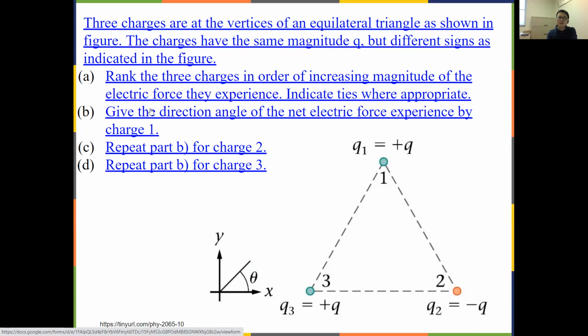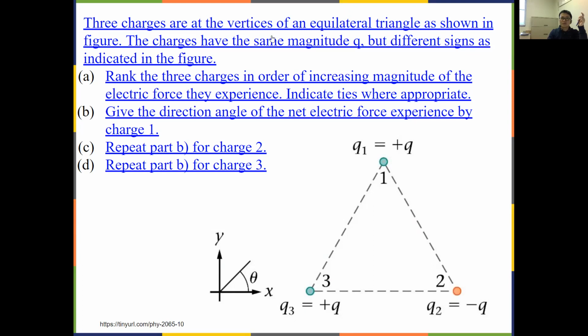Indicate ties where appropriate. B. Give the direction angle of the net electric force experienced by charge 1. And then C. Repeat part B for charge 2. D. Repeat part B for charge 3. Okay, it tells you x is horizontally to the right, vertically upward is the y direction, and that's a directional angle. Okay, Q1, Q2, and Q3. All right, so the electric force between any two of these, right? They should have the same magnitude because it will be K times Q1 and Q2 over R squared. R will be the side of the equilateral triangle, which is the same on all three sides.